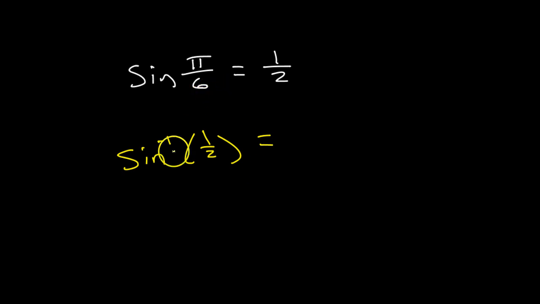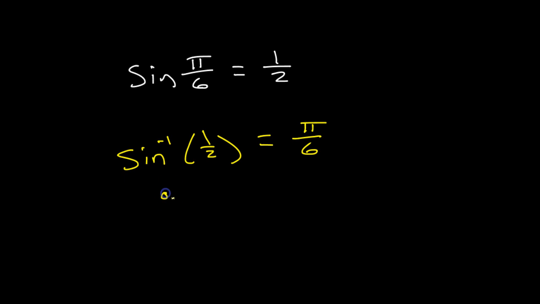What angle is it? It's the angle that if you took the sine of it, you would get 1/2 for an answer. Well, we just saw above that that is pi over 6. So the answer to this question would be pi over 6. An inverse trig function is an angle. What angle is it? It's the angle that you would have to take the sine of to get this answer.